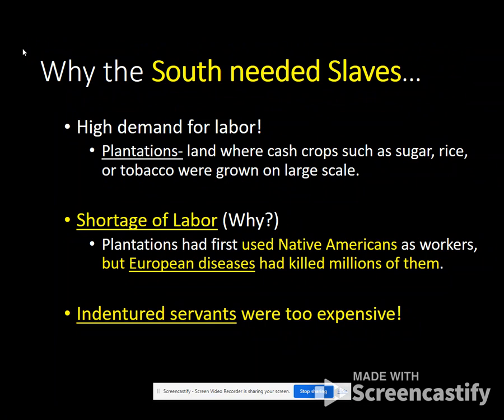A shortage of labor. Why was there a shortage of labor in the South? That's because plantations had first used Native Americans as workers, but European diseases had killed millions of them, so they needed somebody to replace them. They tried the indentured servants, but they were too expensive. We've talked about indentured servants on the last PowerPoint.